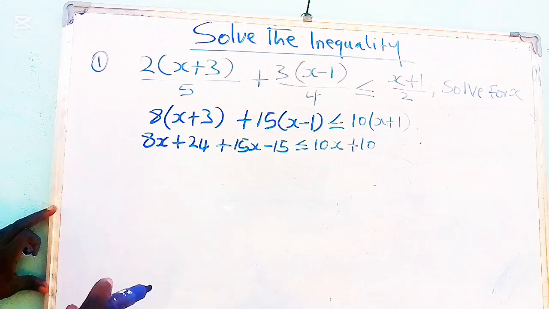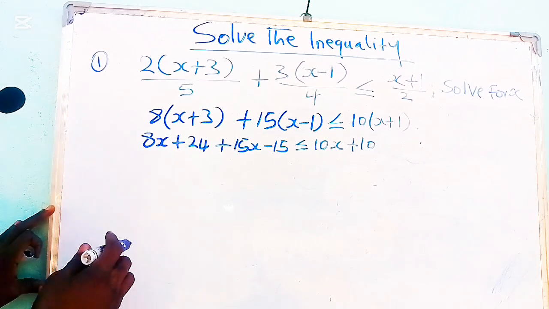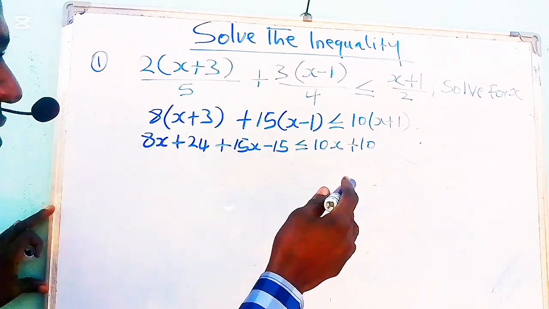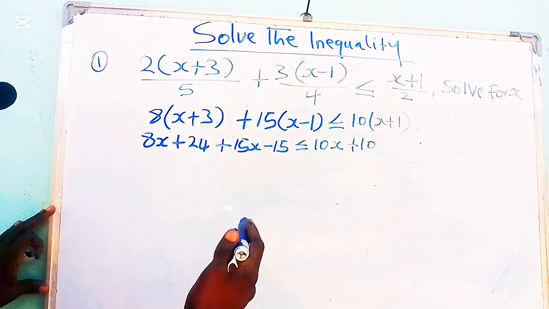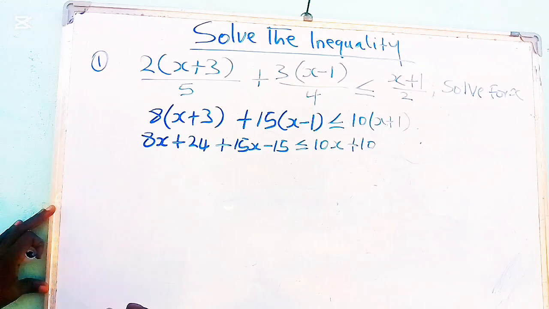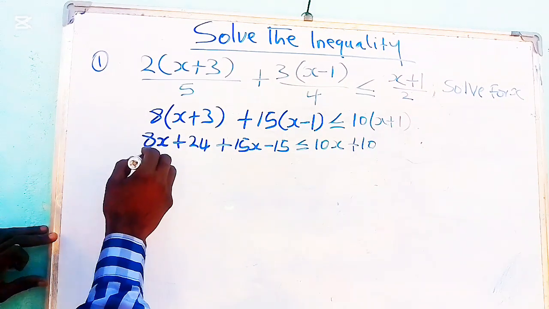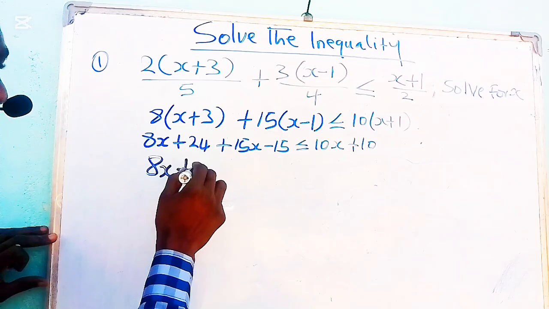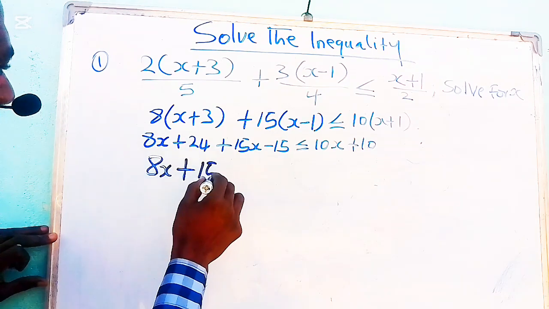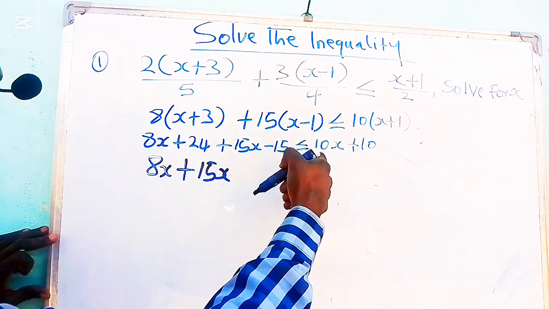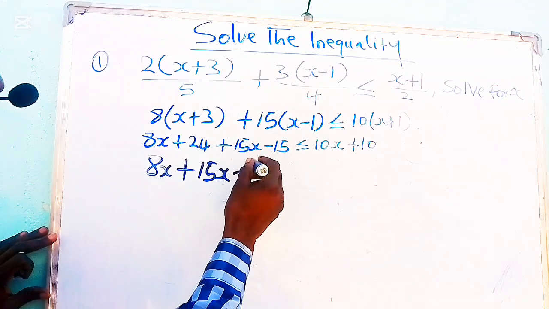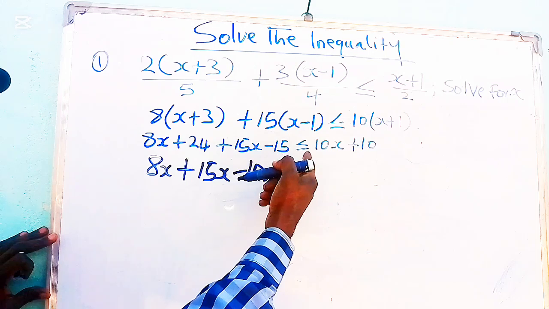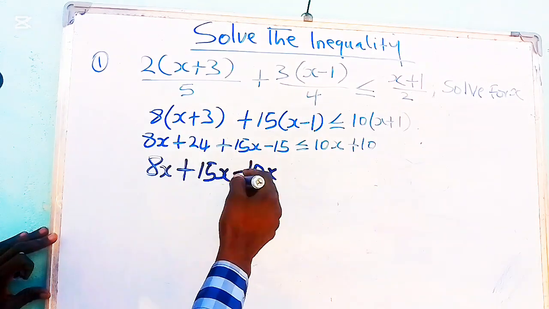At this point, we collect like terms. Like terms will help us to bring those that carry x and those that are ordinary numbers to the left hand side and to the right hand side. Let's do that. We have 8x plus 15x minus 10x. Why minus? Because it's crossing the equality sign from the right hand side to the left hand side.